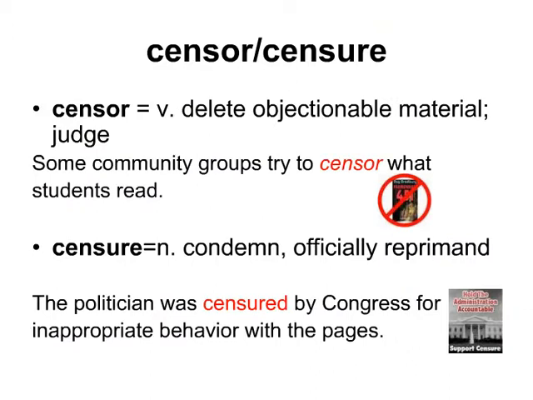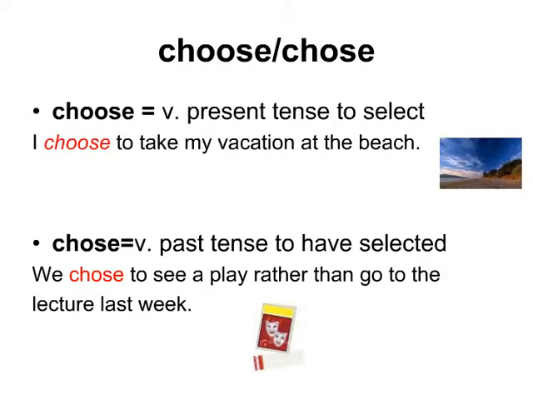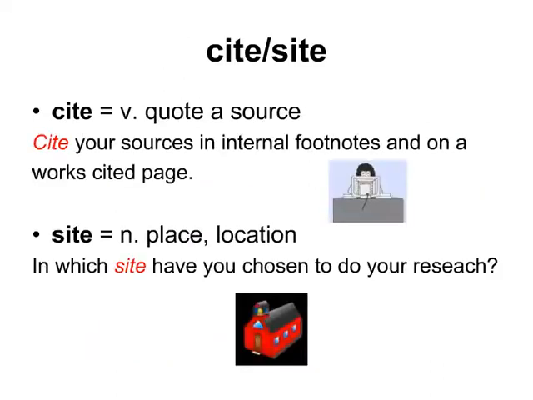Do you see how the words censor and censure are used in context? Some people have difficulty with choose and chose. Just remember that choose is present tense and chose is past. Associate CITE with a citation of an authority in a research paper.